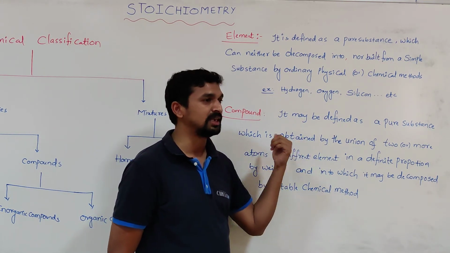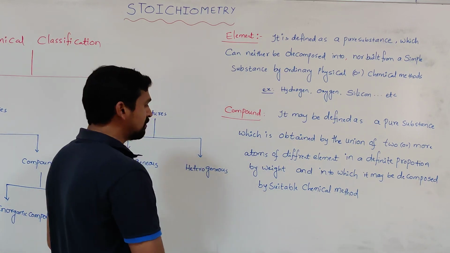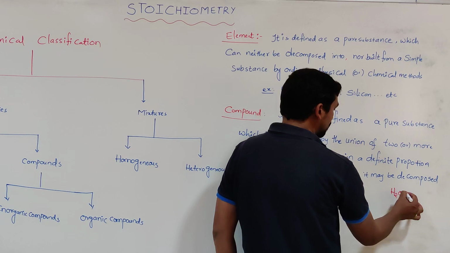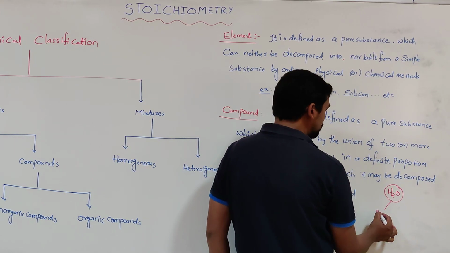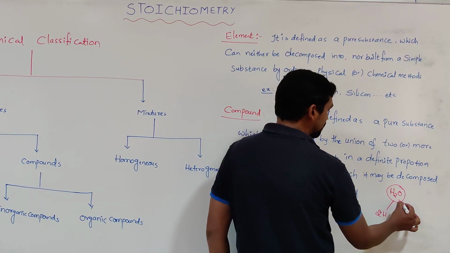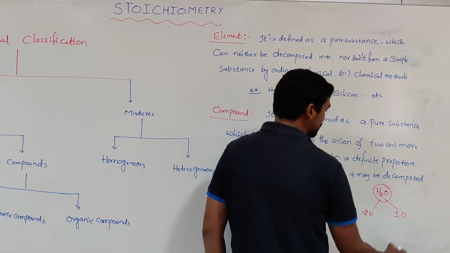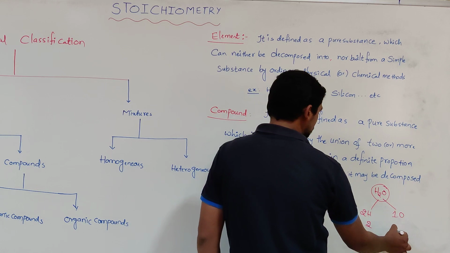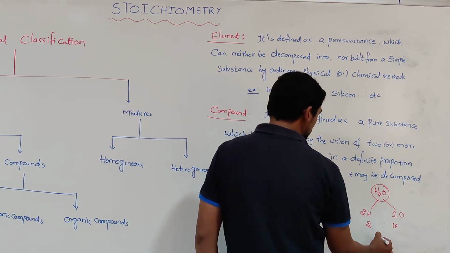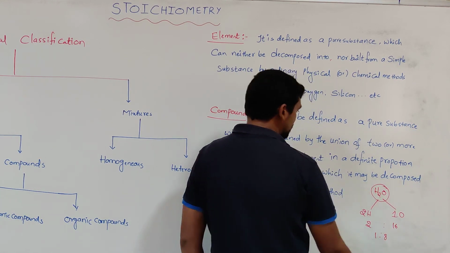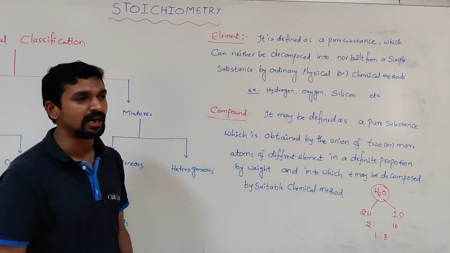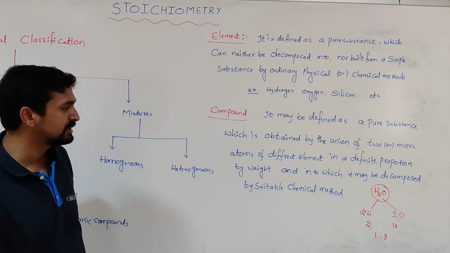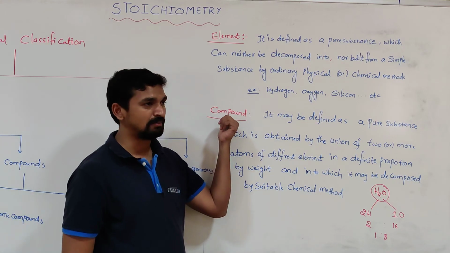That is called a compound. For example, the water molecule, H2O. The water molecule is a combination of two hydrogen atoms and one oxygen atom. The two hydrogen atoms' mass is 2 and oxygen is 16. What is the simplest ratio? 1:8. That means hydrogen and oxygen combined in a 1:8 proportion by weight give a compound.